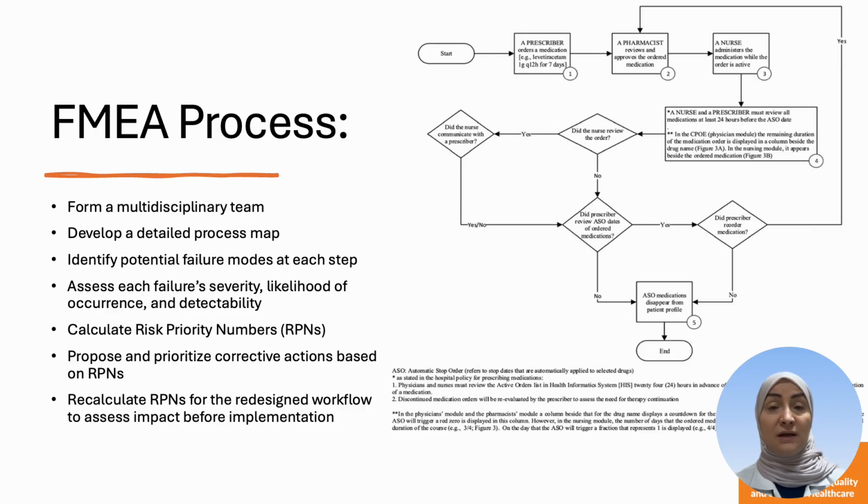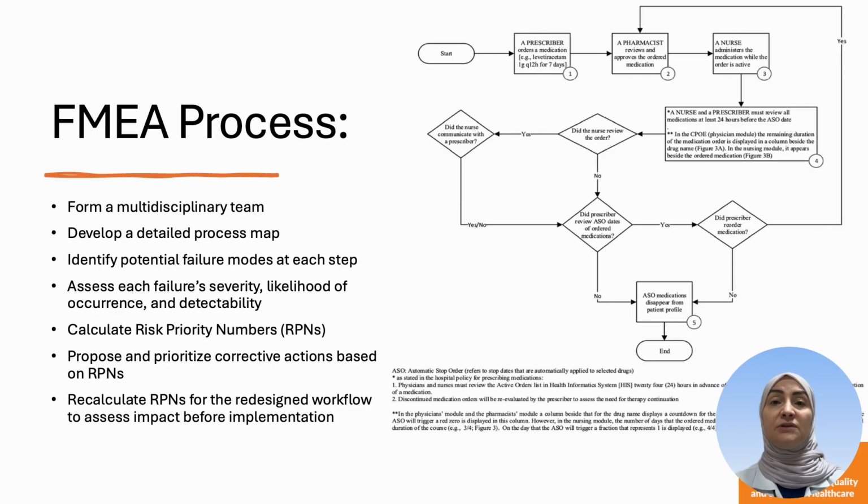The second point is to develop a detailed process map. As you can see in this graph, this process map shows the process of automatic stop order, and each process needs to be identified with a number. So you need to number each process. Then after that, each discipline or each team member needs to score the process with the failure mode. Find out what could be the failure mode, and then score it with the severity, likelihood of occurrence, and detectability.